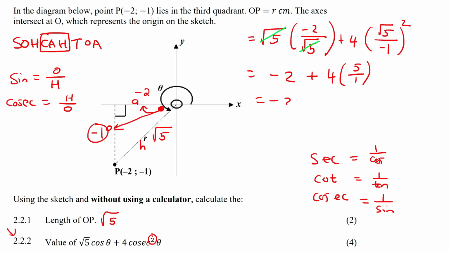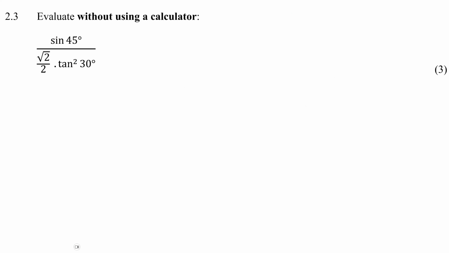And so suddenly we have minus 2 plus 4 times 5. Now 4 times 5 is 20. Minus 2 plus 20 is 18.